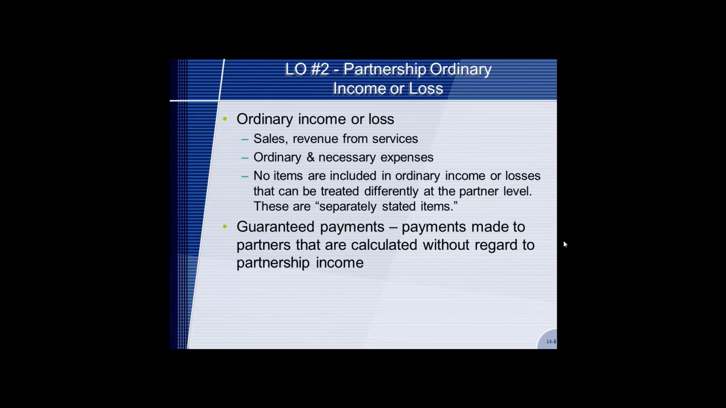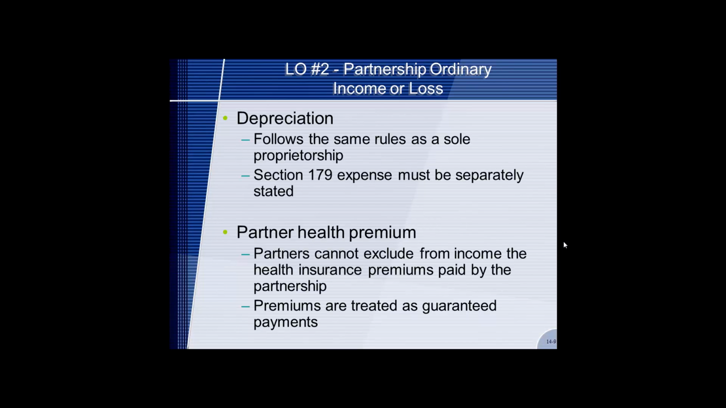So if I am going to provide continuing services, accounting services, partners can't take salaries from the partnership. I'm going to potentially set up a guaranteed payment. These are payments made to the partner that are calculated without regard to the partnership income. So let's say they're going to pay me $1,000 a month to do accounting for the partnership, and I'm going to keep all the records for income and everything. If they're going to pay me $1,000 and it has nothing to do with whether we make money or lose money, this would be considered a guaranteed payment.